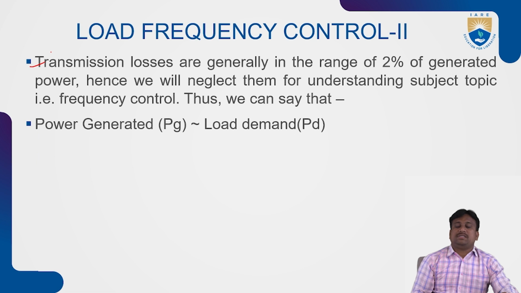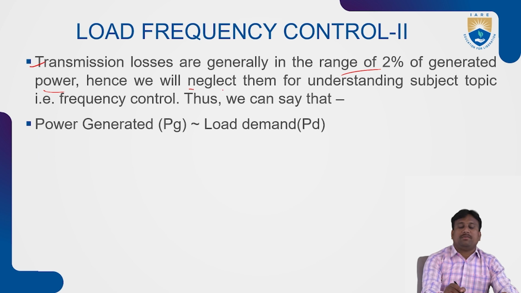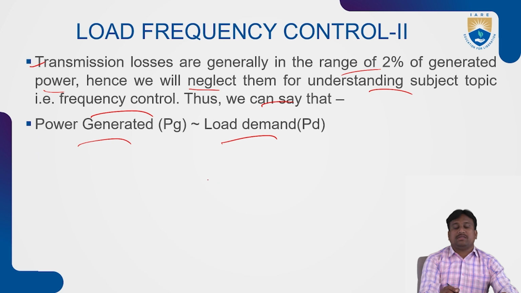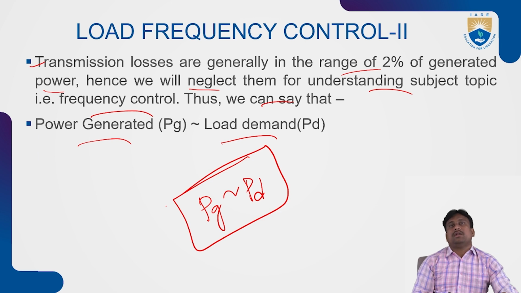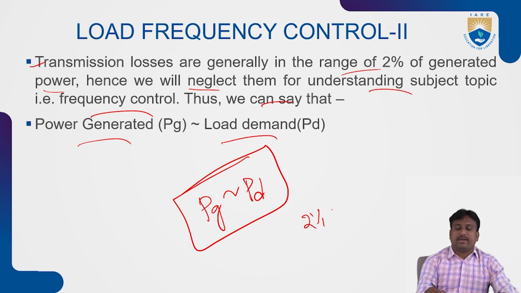So here transmission losses generally range up to about 2% of the generated power, and so they will be neglected for understanding the subject topic, that is frequency control. So we can say that the power generated meets the load demand. That means PG approximates the load demand PD, and it meets it with only about 2% of the expected transmission loss.